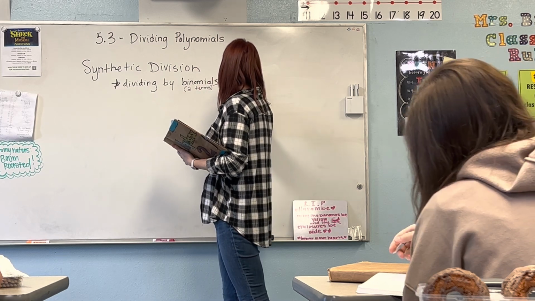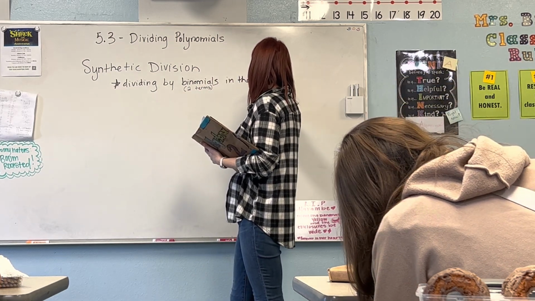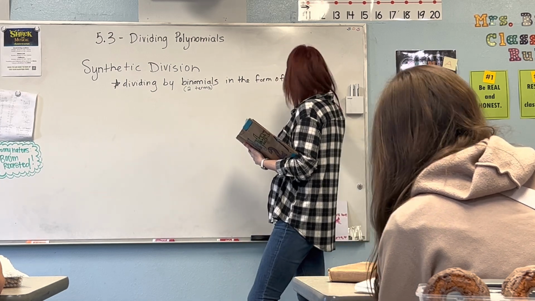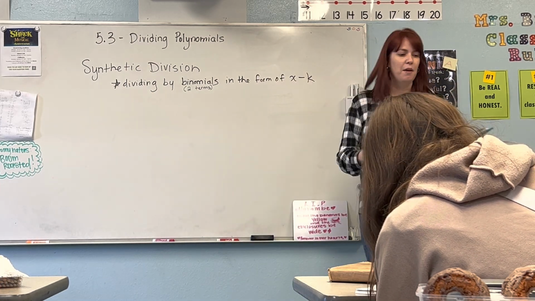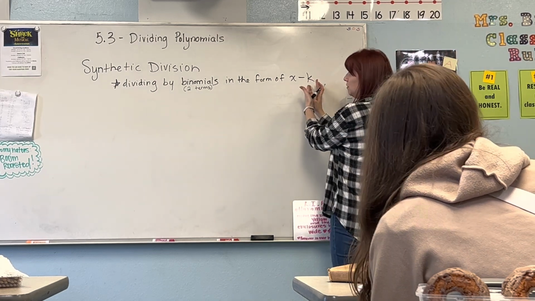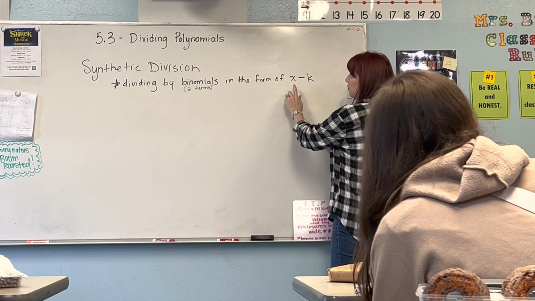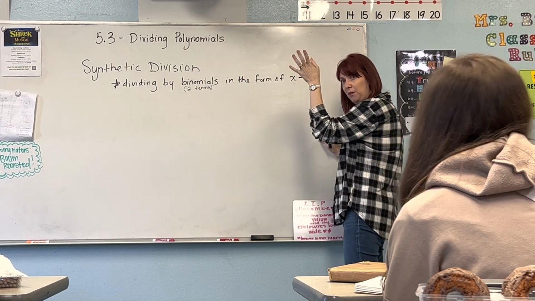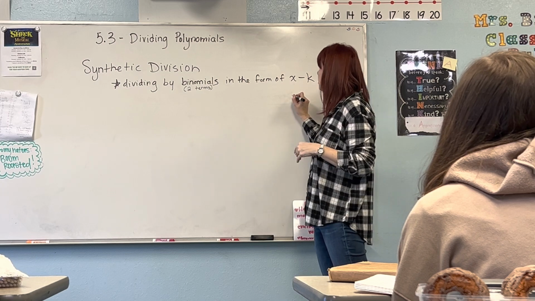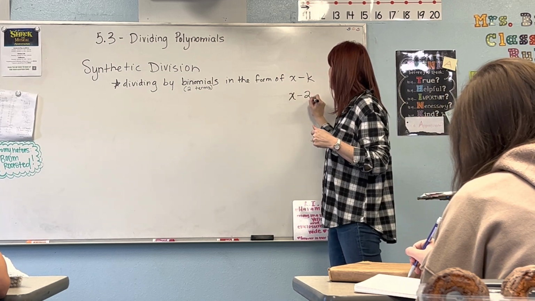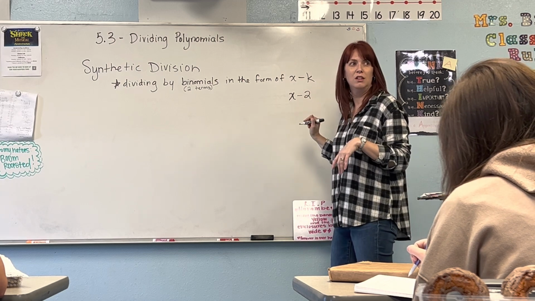Binomials in the form of x minus k. What that means is you can have some number here representing k, but the first term has to be just an x to the first power. X minus k. So it could be x minus 2. K could also be negative.